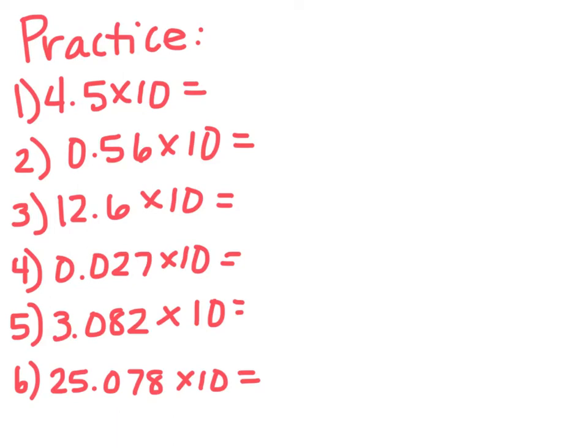Try these 6 practice problems. Remember, when we multiply by 10, each digit moves one place to the left in the place value chart. That pushy zero comes in all the way to the right, shoves everything over one spot. When you finish these, we'll try a new idea.